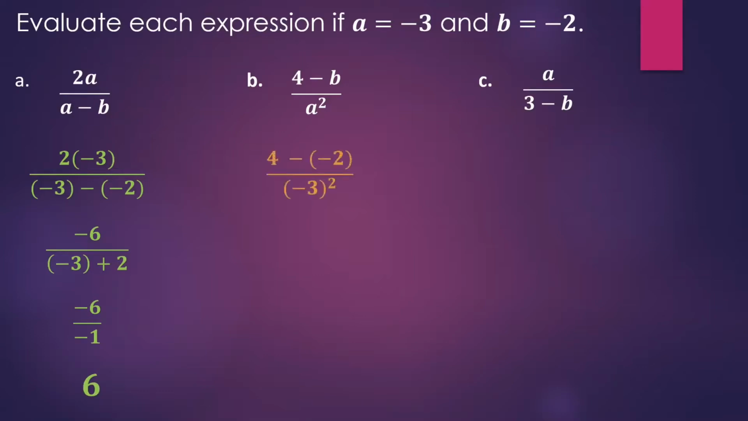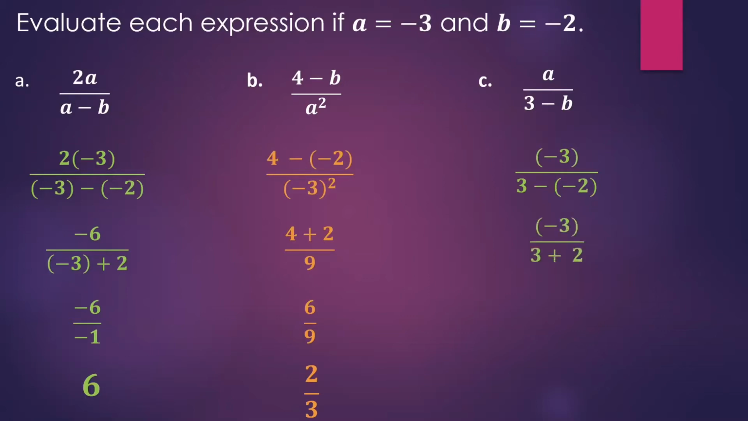Okay, I'm going to replace my variables with their value. Do you see now why you need parentheses? Because my top really becomes 4 plus 2, and my bottom becomes -3 squared. So I get 6/9. You are not done. You're correct, 6 doesn't divide by 9 evenly, but I can simplify that fraction to 2/3. That's your right answer. Then last, I replace A with -3 and B with -2. So this really gives me -3 divided by 3 plus 2, and I get -3/5.